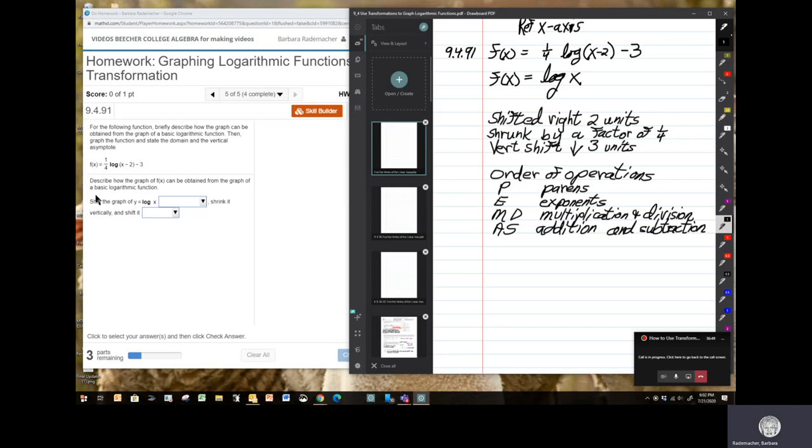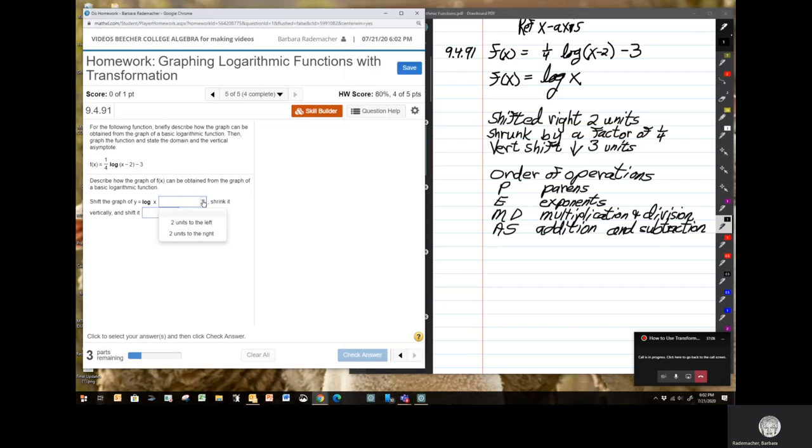All right, here we go. Describe how the graph of f of x can be obtained from the graph of the basic logarithm function y equals log x, and we're going to shift the graph of y equals log x two units to the right. Shrink it vertically. And then shift it down 3 units. Check answer. Well done.